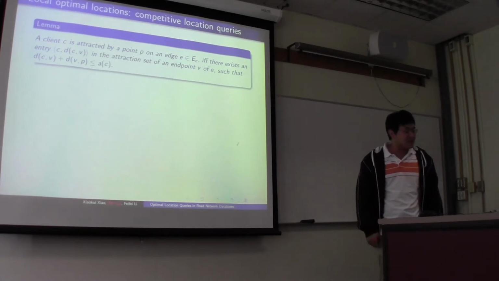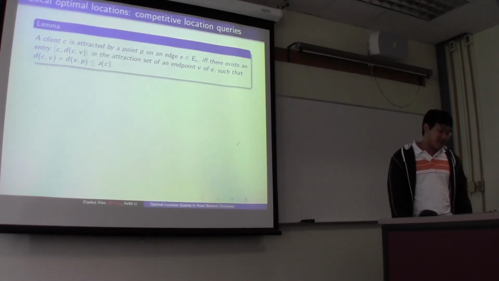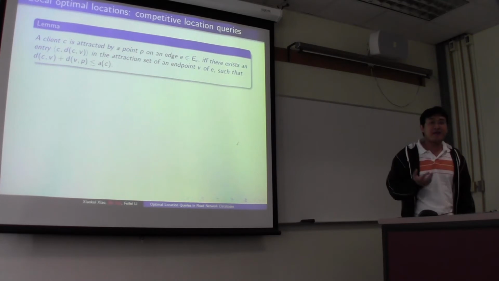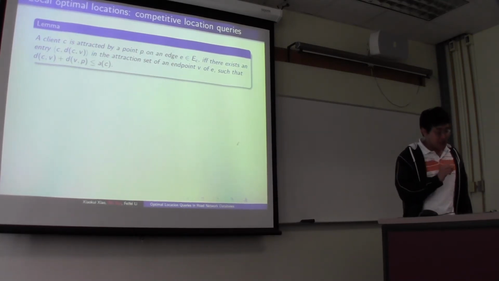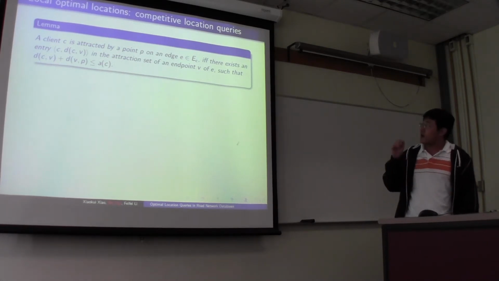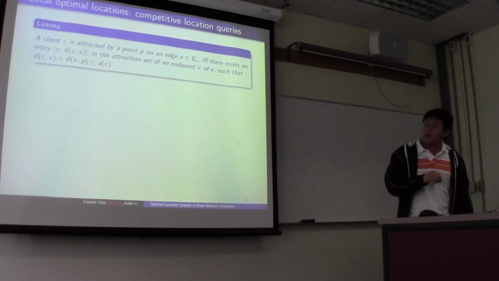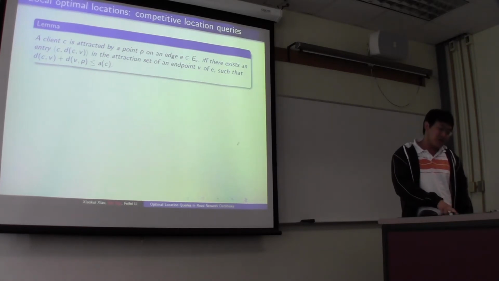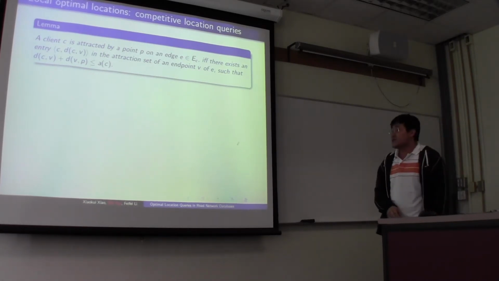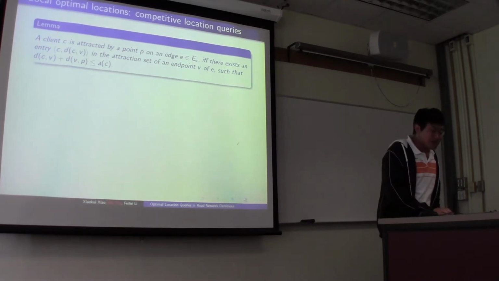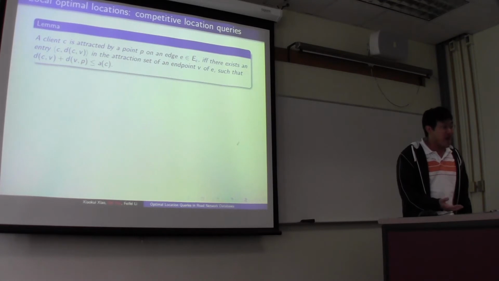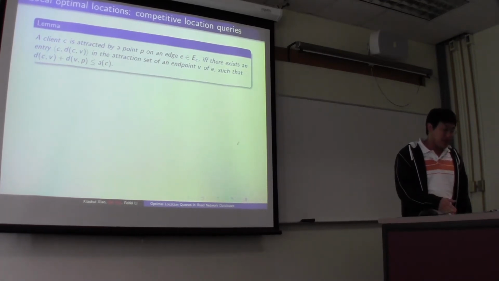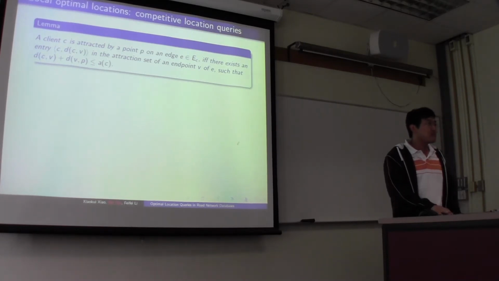So our solution is built on the following lemma. A client C is attracted by a point P on the candidate edge if and only if there exists an entry in the attraction set of the endpoint V, such that the distance between C and V plus the distance between V and P is less than or equal to the attractor distance of C. Here, the attraction set for endpoint V consists of a collection of entries, each being a client it can attract and the distance between the client and this vertex.